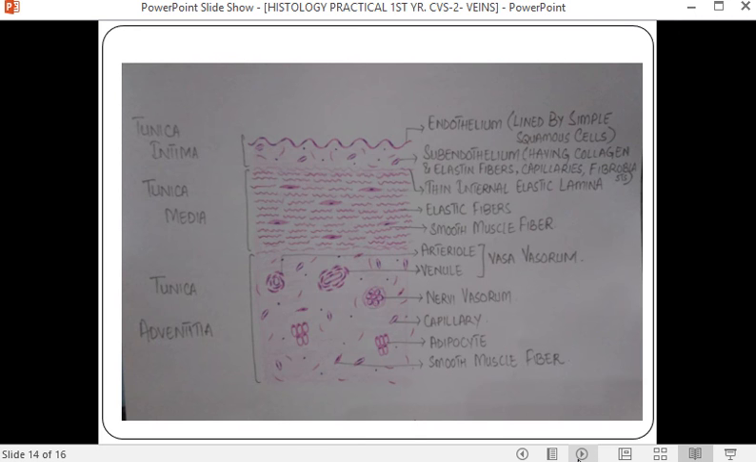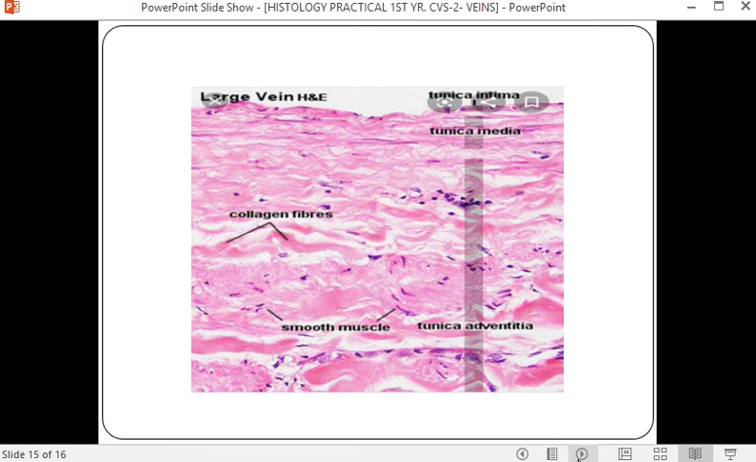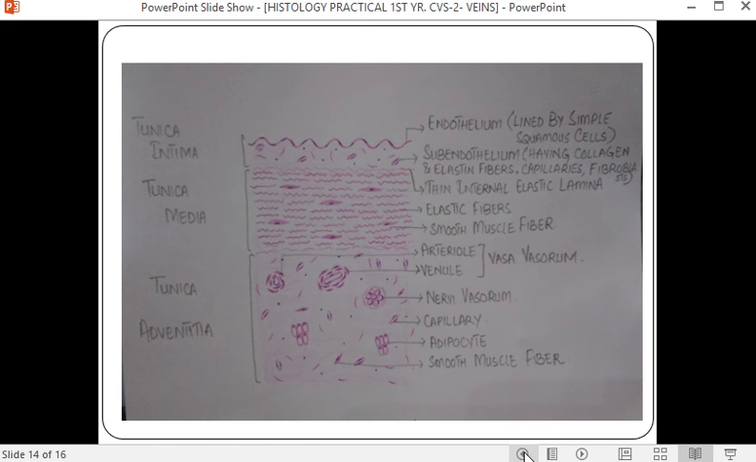Here is the diagram of a large vein. We can see endothelium, which is lined by simple squamous cells. Then is subendothelial connective tissue, and a very thin, poorly defined internal elastic lamina. Then in tunica media we can see elastic fibers and smooth muscle fibers, and then tunica adventitia, which contains vasa vasorum, nervi vasorum, capillaries, adipocytes, smooth muscle fibers, and fibroblasts.